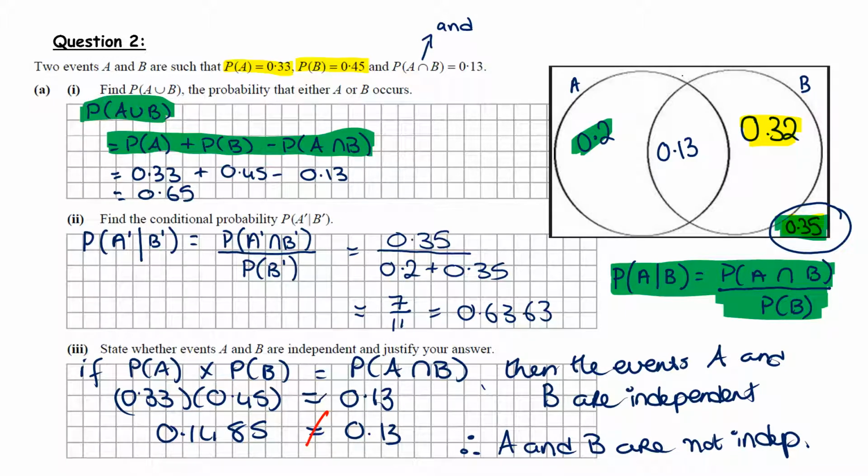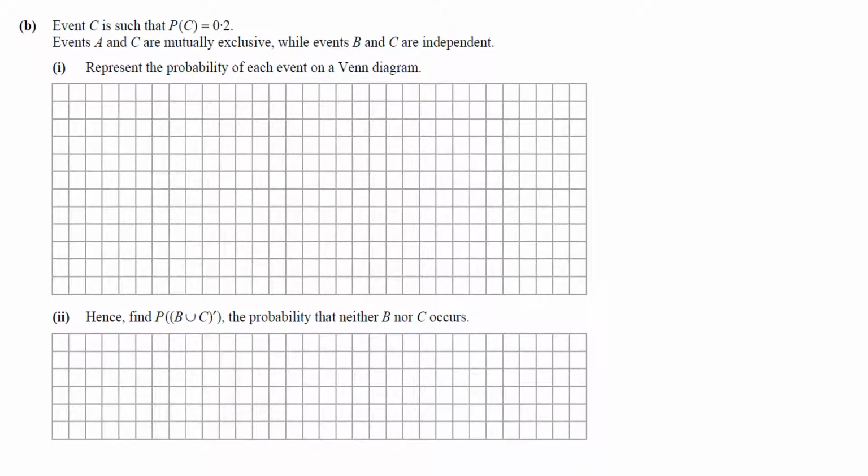And this formula here is another one that you need to learn. And this only works for independent events. If events are not independent, then it won't work. And we often use this formula to prove independence. So event C is such that the probability of C is equal to 0.2. The events A and C are mutually exclusive.